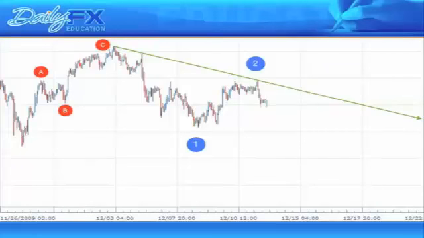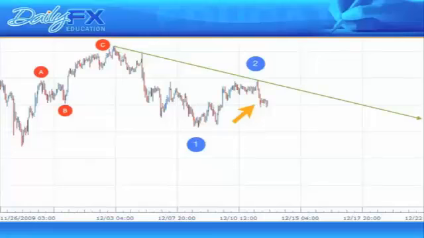On the 11th of December, price action begins to fall. At this time, we have two options. We can go short, assuming this is the beginning of the wave 3 move down, or we can wait for a bit more confirmation before entering. Let's take the conservative approach and see what happens.